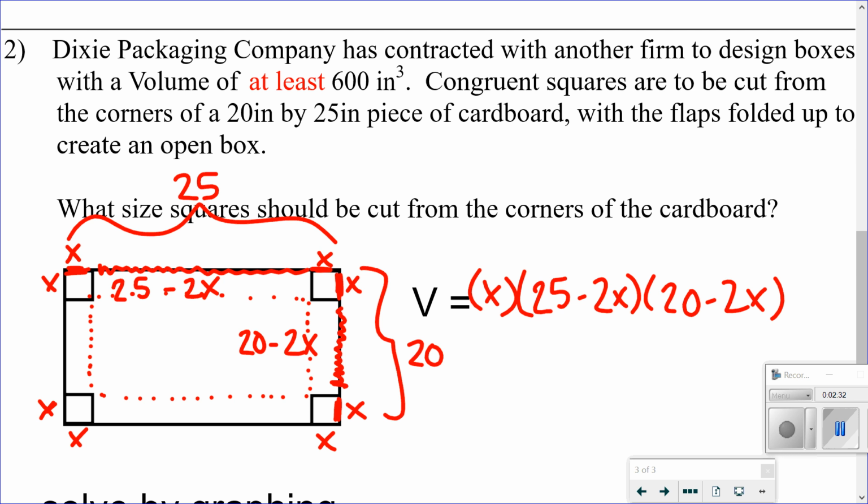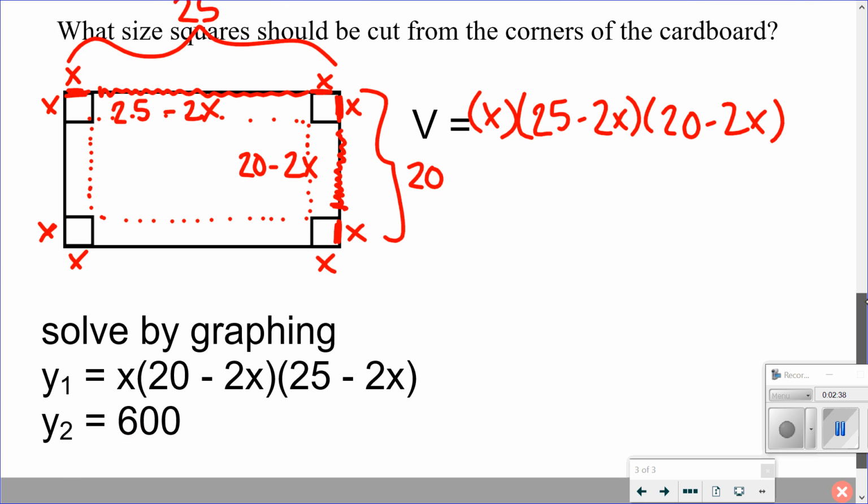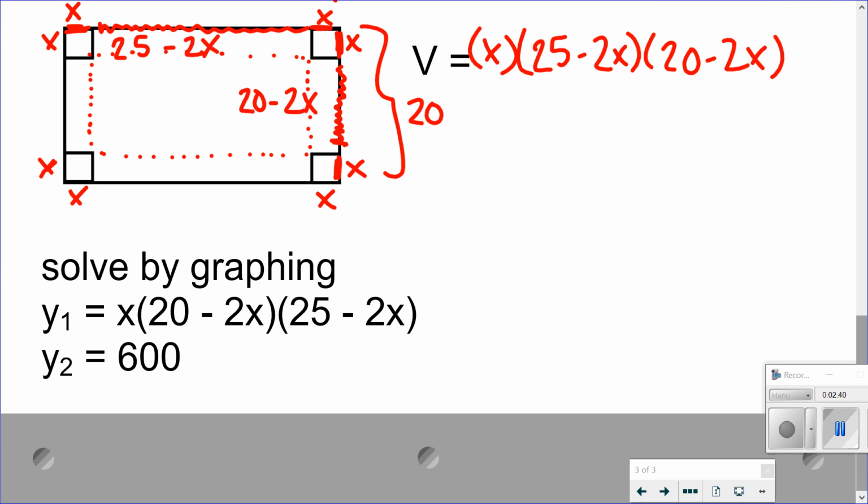Go ahead and grab your calculators and go to your y equals button, clear out any equations that are in there, and we're going to enter these two equations. The first equation is just our volume that we just created. The second equation is the volume that we're supposed to have, at least 600 cubic inches. So go ahead, take a second, and enter these into your calculator.